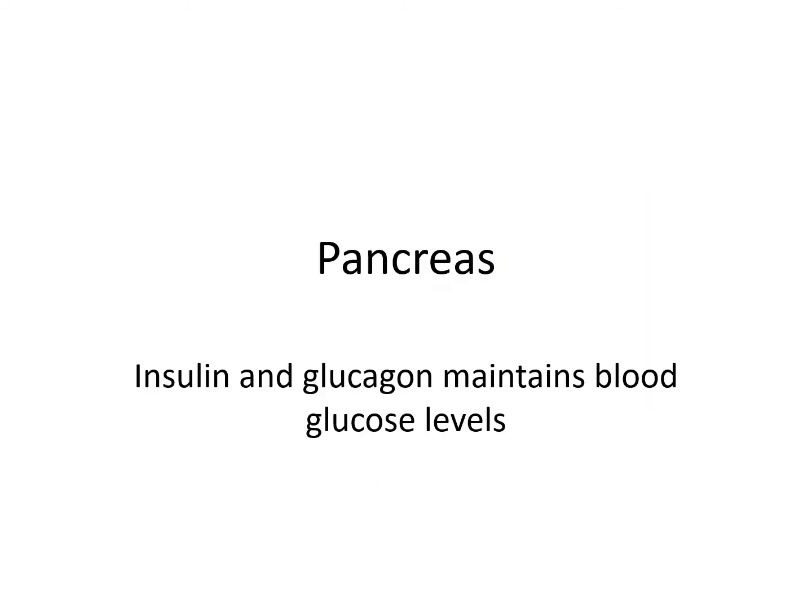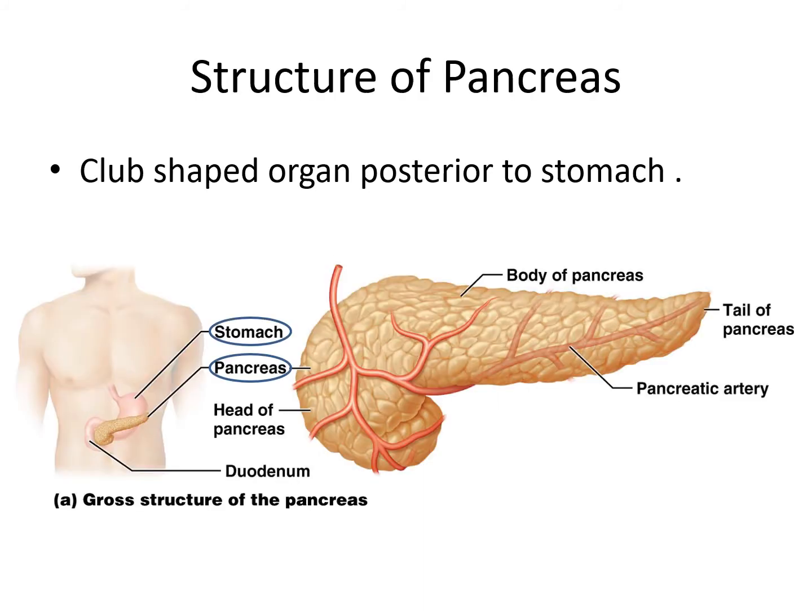The pancreas. The pancreas secretes 2 important hormones in addition to its exocrine functions. The 2 hormones are insulin and glucagon, and they're antagonistic hormones that will maintain blood glucose levels. So whereas calcitonin and the parathyroid hormone are regulating calcium, insulin and glucagon are maintaining glucose levels.